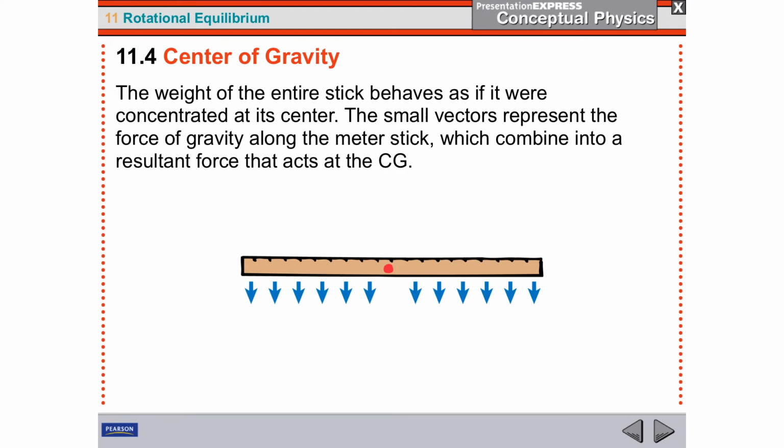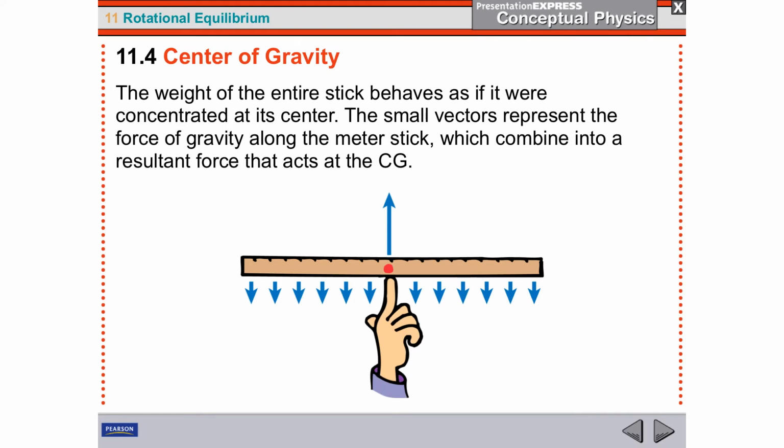Here's the basic definition of the center of gravity. The weight of the entire yardstick behaves like it's concentrated at its center. So if you hold it at its center, it balances on both sides. You don't have any torque that's making it fall off of your finger, and you can hold that entire stick, even though it's a whole meter long, on a couple millimeters of your finger, and it'll sit just fine.